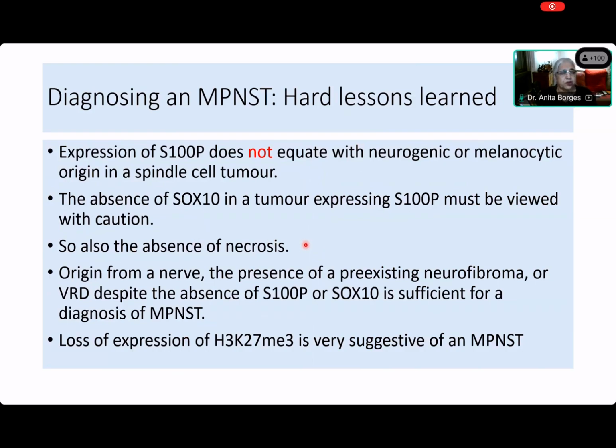How do you make a diagnosis of MPNST? If you know that there is origin from the nerve, the presence of a pre-existing neurofibroma, in a patient with von Recklinghausen's disease, that is multiple neurofibromatosis, even in the absence of SOX10 or S100 protein, it doesn't matter. If you have neurofibromatosis and you get a sarcoma, that is an MPNST. So these are the different ways in which you can come to the conclusion that you have an MPNST and you do not need any further immunohistochemistry or anything.